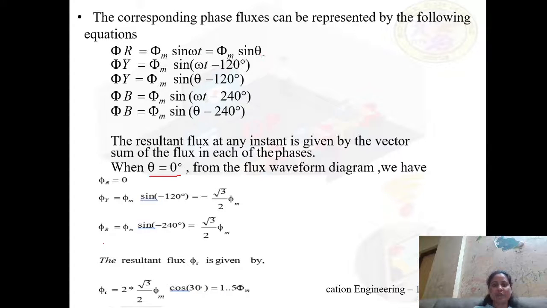Okay, so at 0 degree, substituting in the first equation, phi m sin 0 will be 0, and in the second equation, that is phi Y, it is phi m sine of minus 120 degree, which will be minus root 3 by 2 phi m, and the third one, it is sine of minus 240, which gives plus root 3 by 2 phi maximum. Okay, so when we add these three, we will get the resultant flux as 1.5 times the phi maximum.